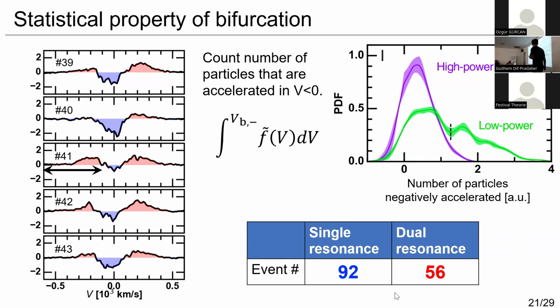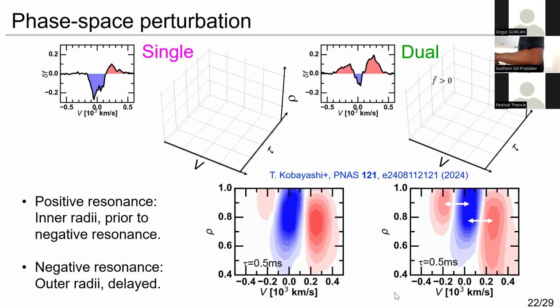And if we count up the number of events for single and dual resonance, we have 92 and 56 events. So let me apply the phase space tomography for the single and the dual resonance. For the single resonance, we have a negative-positive pair of extruder components as a function of rho, so velocity times space. And for the dual resonance, we see an additional structure in the negative velocity region of the extruder component.